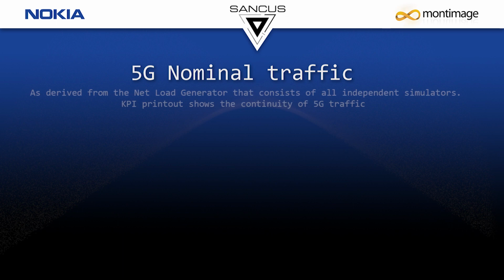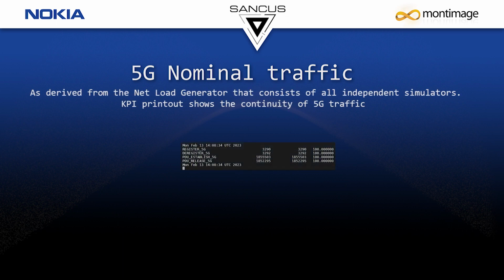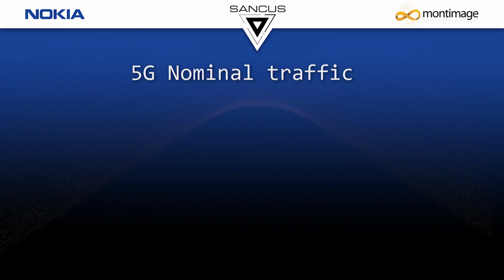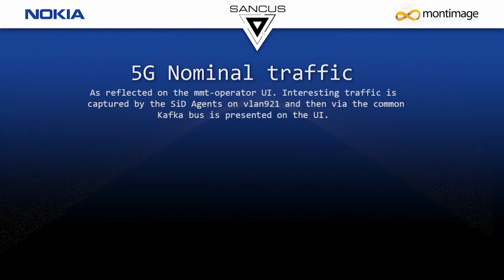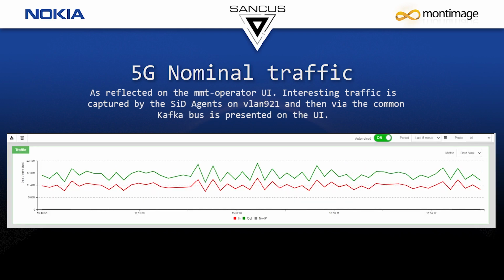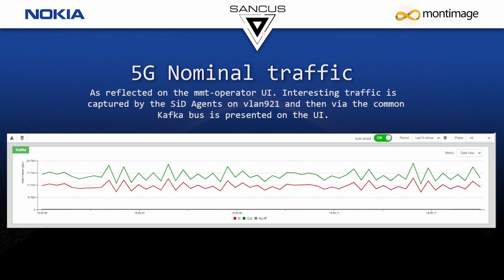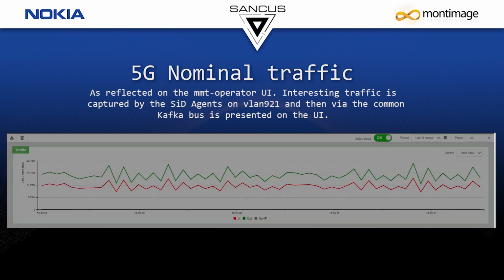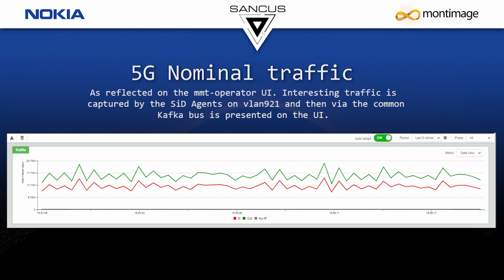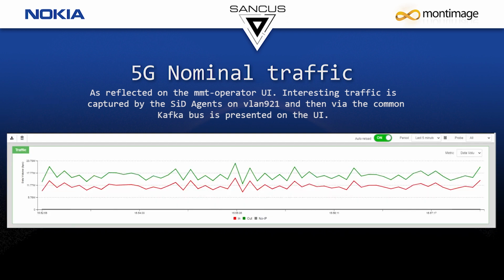5G nominal traffic. As derived from the net load generator that consists of all independent simulators, KPI printout shows the continuity of 5G traffic. As reflected on the MMT operator UI, interesting traffic is captured by the seed agents on VLAN 921 and then through the Kafka bus is presented on the UI.